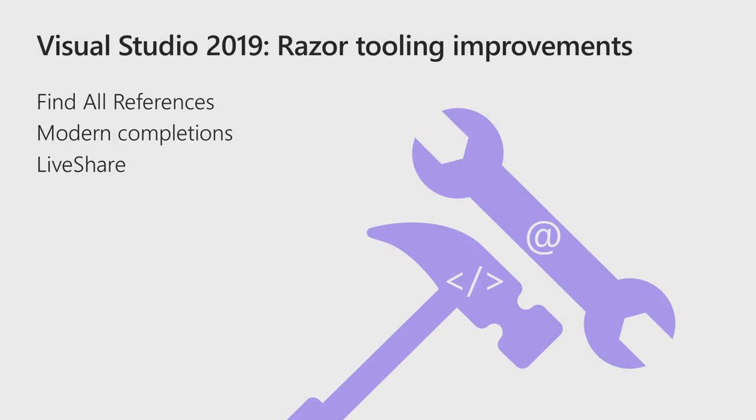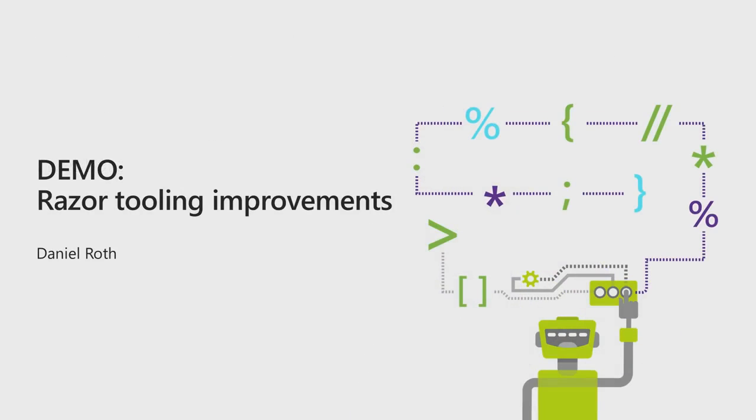Cool. So that's some of the new features that are in .NET Core 2.2 used within Visual Studio 2019. There are also a bunch of really great Razor tooling improvements in Visual Studio 2019. Razor is the format that we use to generate HTML dynamically using a combination of HTML and C#. Some of the improvements that we've added for Razor in Visual Studio 2019 is support for find all references, modern completions, and of course, live share. So let's go take a look at that.